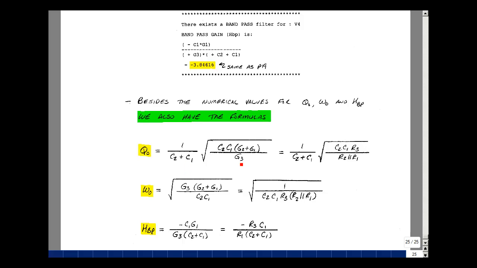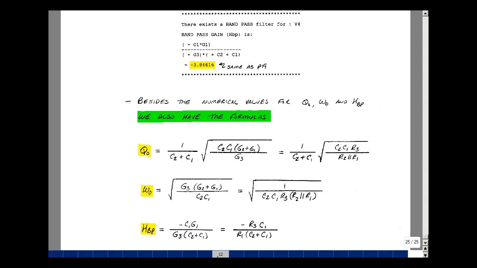Let's replace G3 by 1 over R3. G2 plus G1 is the reciprocal of the parallel combination of R2 and R1. And then for omega naught, do the same thing. This is going to be R3, and this is going to be R2 in parallel with R1, reciprocal, right over here. And then this becomes R1, and this becomes R3.